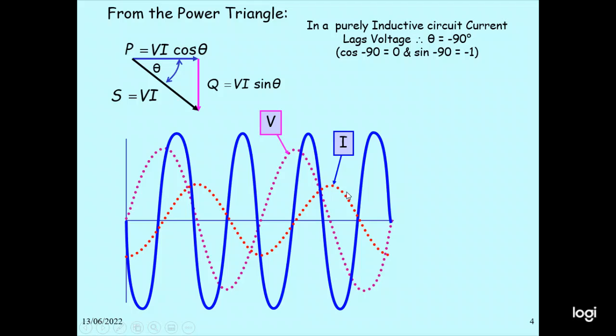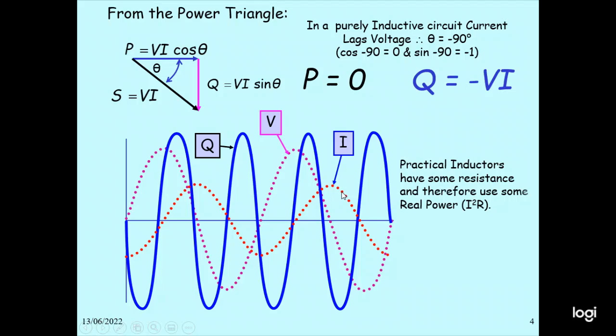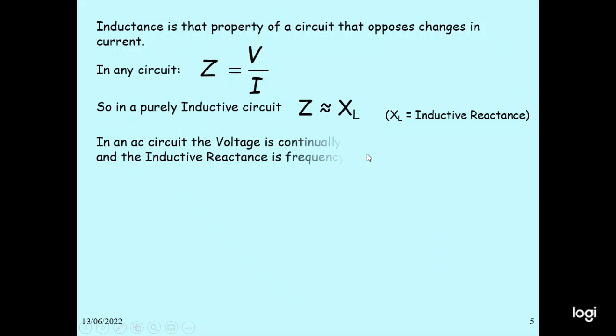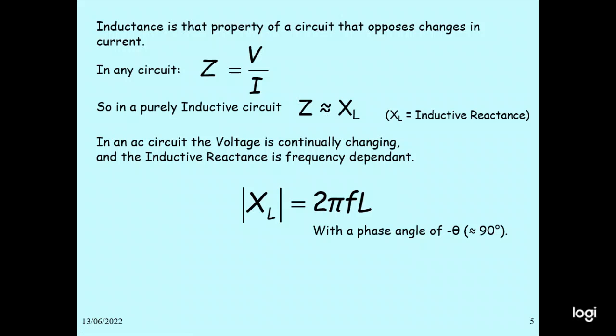And here is a phasor diagram. This is the Q. P is 0, Q equal to minus VI. A practical inductor has some resistance and therefore uses some real power, I squared R. Inductors are used in AC circuits because they use very little real power. Inductance is a property of a circuit that opposes a change in current. So in any circuit Z equal to V by I. In this case Z is approximately equal to XL, the inductive reactance. In an AC circuit, the voltage is continually changing, and the inductive reactance is frequency dependent. So XL equal to 2πfL. Phase angle theta is 90 degrees. This is the XL value.